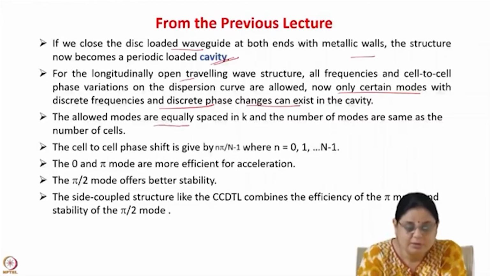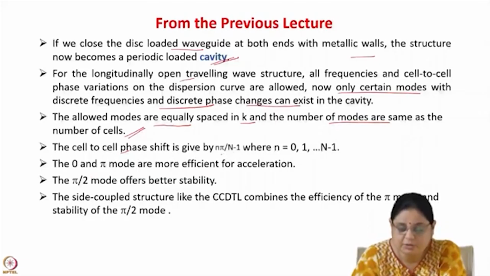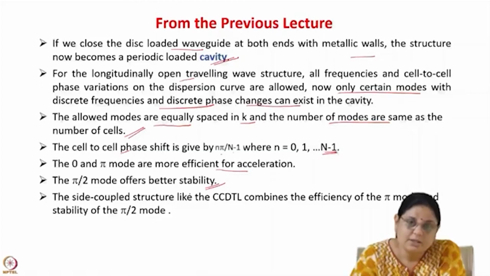The allowed modes are equally spaced in K, and the number of modes is the same as the number of cells. The cell-to-cell phase shift is given by nπ/(N-1), where n is from 0 to N-1, and capital N is the number of cells. The 0 and π modes are more efficient for acceleration because they have a field in all the cells. The π/2 mode offers better stability, but it is not very efficient because the alternate cells are unexcited. There is no field in the longitudinal direction for acceleration.